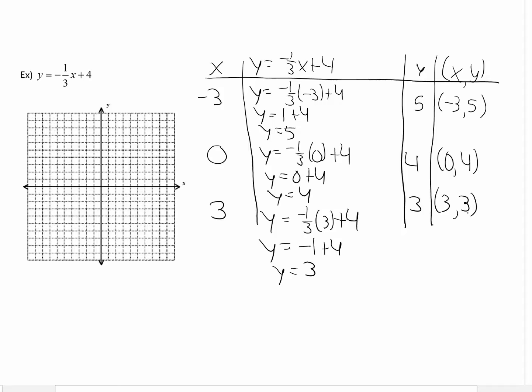Okay, so I'm going to plot these 3 points on the coordinate plane. Again, notice my x and y axes are labeled. We're going to go by ones again. So now I'm going to go negative 3 and up 5. Then 0 and up 4. And then 3 and up 3. Now I'm going to connect my dots to form the line. And we're done here.